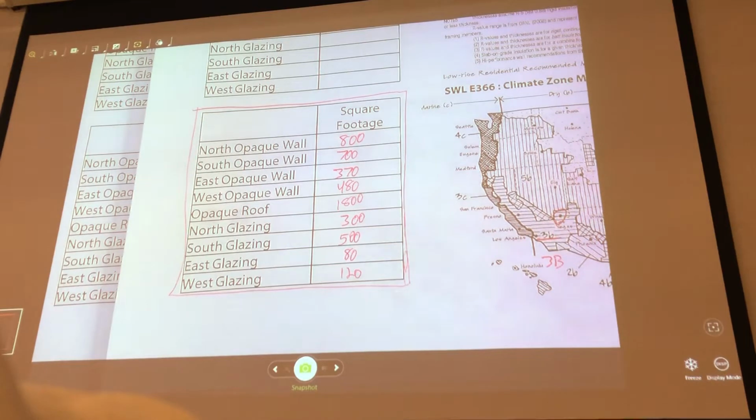Are those values your gross or net square footages? Those are net. I should say net for everything except for the obvious, for the floor area. The floor area itself is gross.